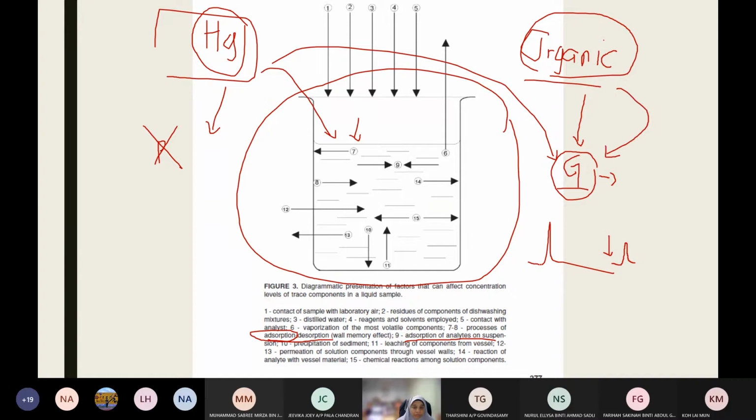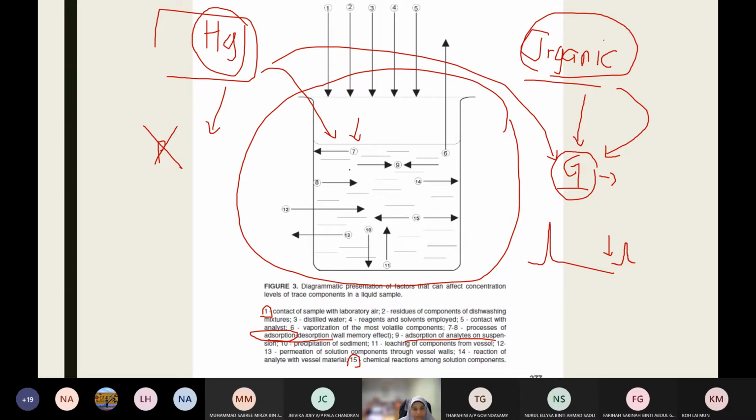Okay, so this is how important the container is. Starting from the sampling until the end, during the analysis, you make sure that you choose the proper apparatus. Okay, so you can see here that there are 15 possibilities of error that can happen here. Let's say number one is the contact of the sample with the laboratory air.